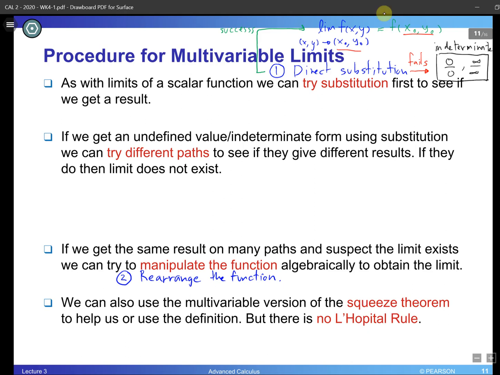Right, rearrange the function to eliminate. The keyword is right here: some factors. And after the elimination, we hope that we can find the values out of them. Okay, so what kind of techniques can we use to rearrange the function?